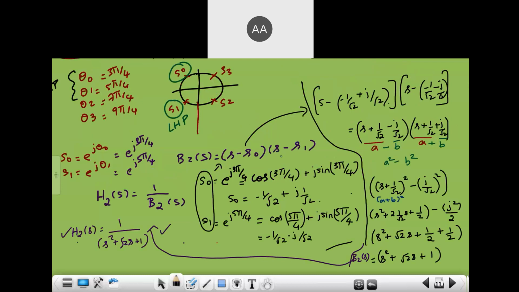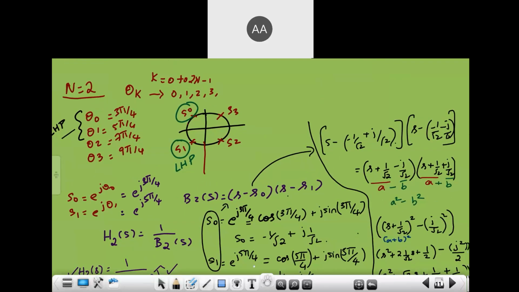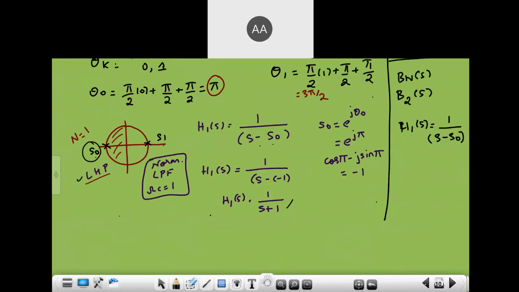See here, for order 2, how do we find out? S0 and S1 are e power j theta 0 and e power j theta 1. Theta 0 and theta 1 are the roots in the left half of the S-plane. So that we got as 3 pi by 4 and 5 pi by 4. How did we get it? We have the formula for finding theta k.